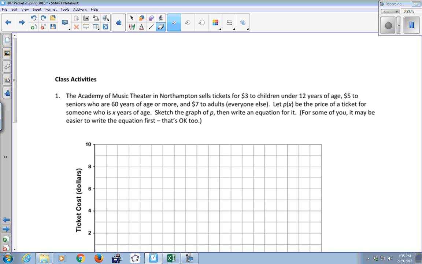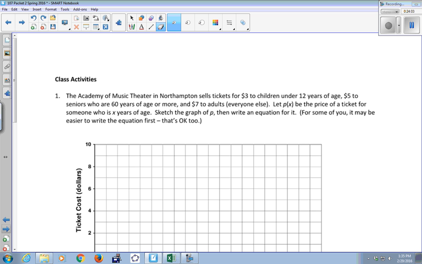Okay, so I'm going to have you work on some activities dealing with piecewise functions. Each of them have a description of the function, and I want you to both sketch a graph and write an equation. For some people, it's easier to graph it first, then write the equation. Some people, it's easier to write an equation and then graph it. You can do either order.